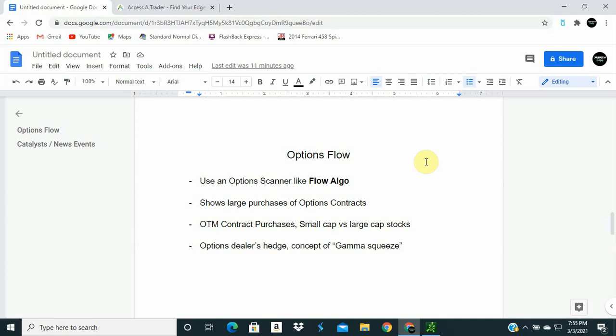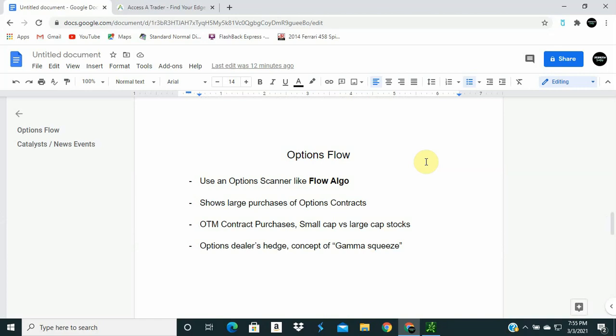So what I'm talking about here is the options dealer's hedge and the concept of gamma squeeze, right? Typically when options are sold in big bunches, or these large orders we're talking about, they're typically sold by a large institution that's already holding a lot of shares of the stock, right? So these would be covered calls, essentially. Most option sellers are holding shares to cover their obligation to sell the shares. That's what happens when they're selling call contracts or put contracts, right?